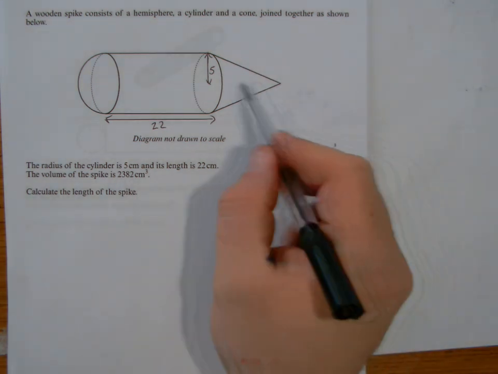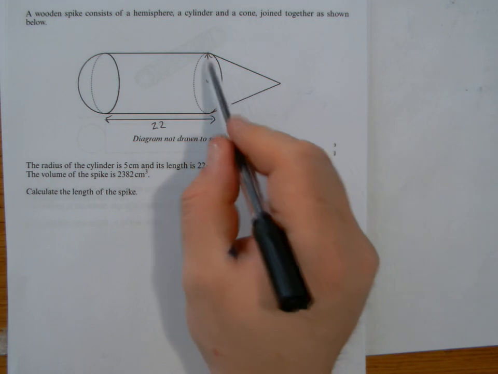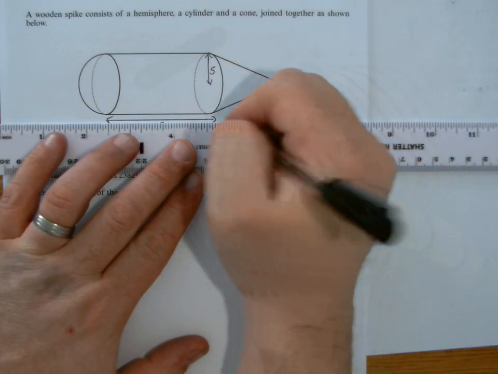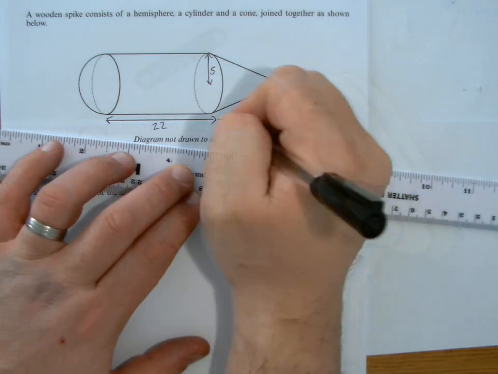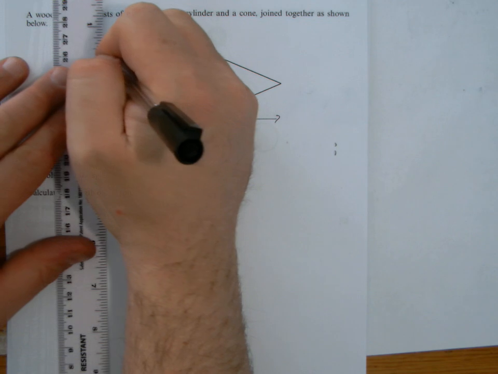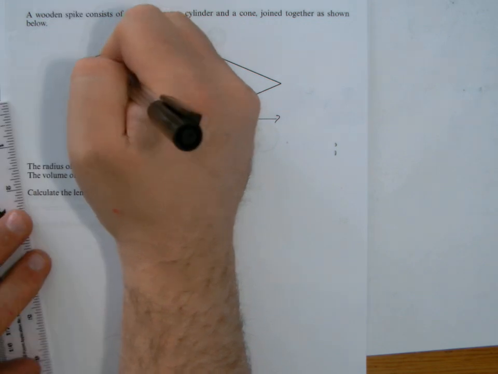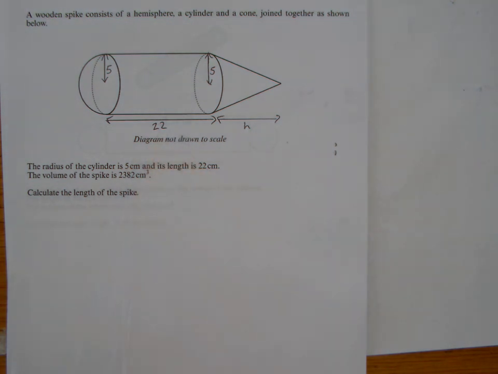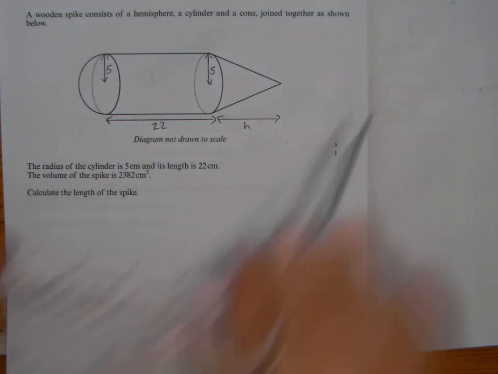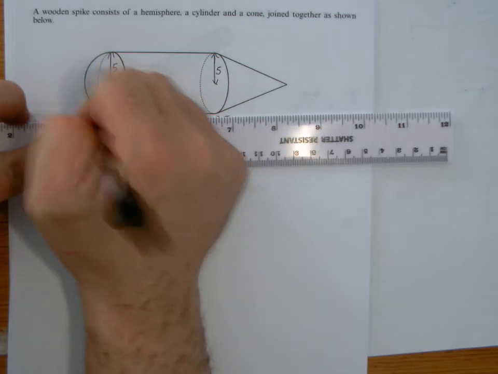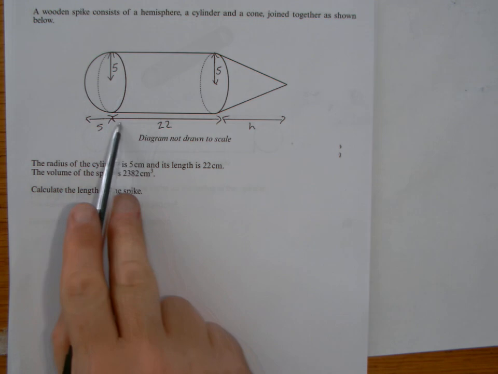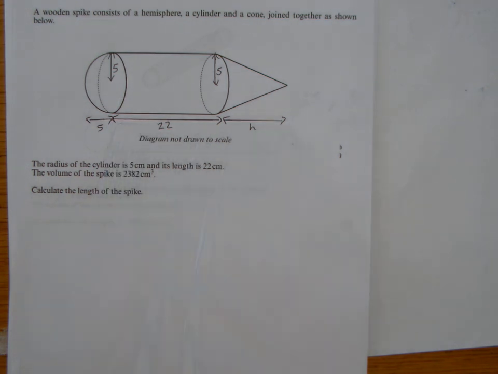So we're not told anything about the cone, apart from the fact that it's got a base radius of 5, because it joins perfectly with the cylinder. So we know the radius. We don't actually know the height of our cone here, so I'm going to call it H. And with the hemisphere, we just need the radius. Of course, we know the radius of a hemisphere will be the same as the radius of the cylinder with that join there. So it will sweep around 5 centimeters there. So actually we know that this bit of length here for the hemisphere is 5, yeah? We know this is 22 for the cylinder. We just need to work out H.